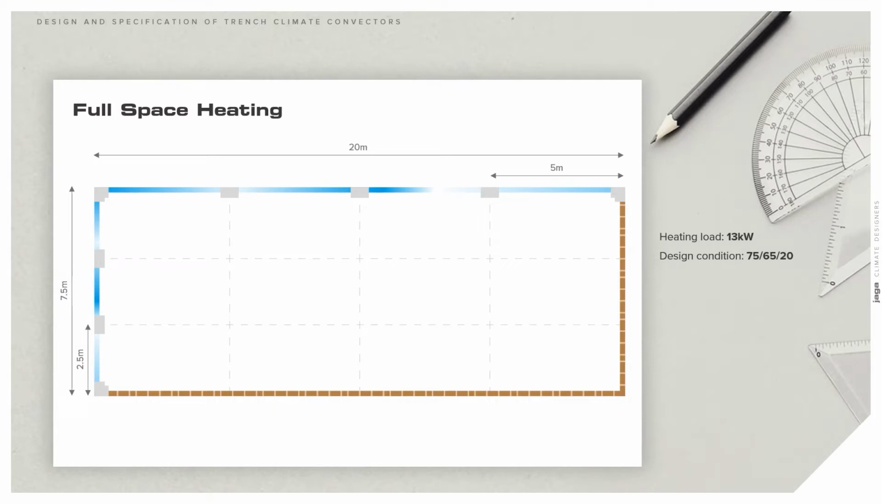The design condition is 75-65-20. This means the flow temperature into the unit is 75 degrees, the return temperature out is 65 degrees, and the room temperature is 20 degrees.